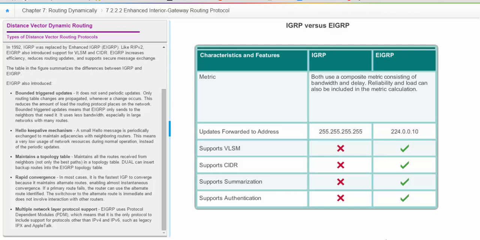EIGRP introduced what's called bounded triggered updates. It does not send periodic updates, only routing table changes are propagated whenever a change occurs. So it doesn't constantly send out updates. It has a hello keep alive mechanism. A small hello message is periodically exchanged to maintain adjacencies with its neighbor router so that it doesn't drop it. This means a very low usage of network resources during your normal operating time. Instead of the periodic updates, it just says, hey, I'm still here.